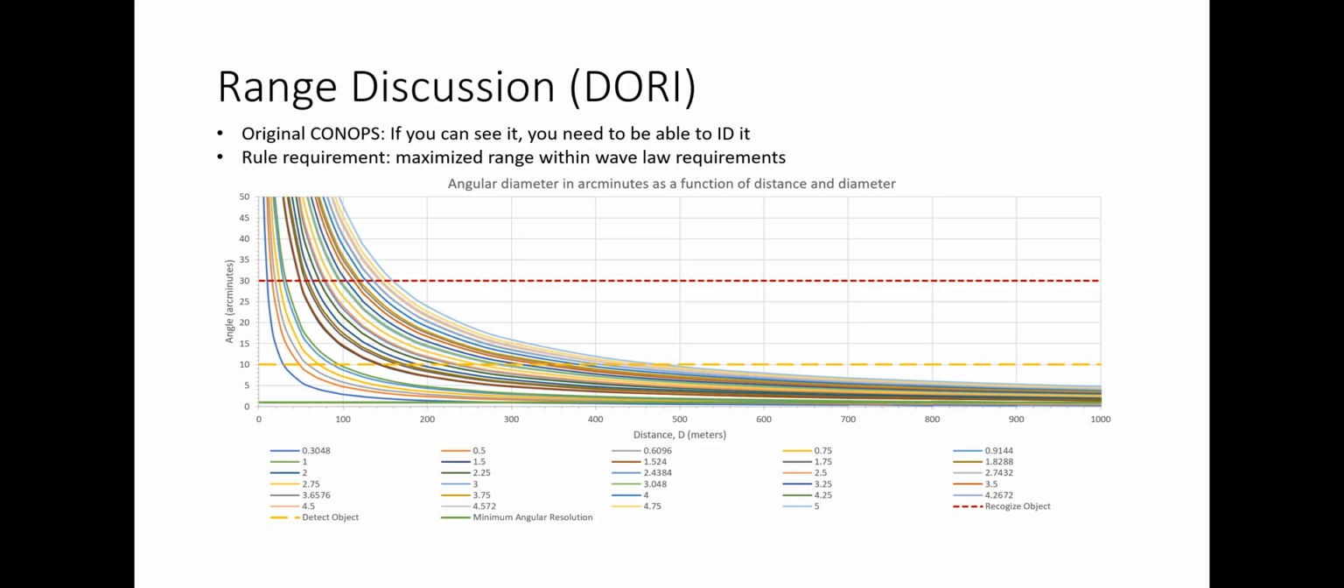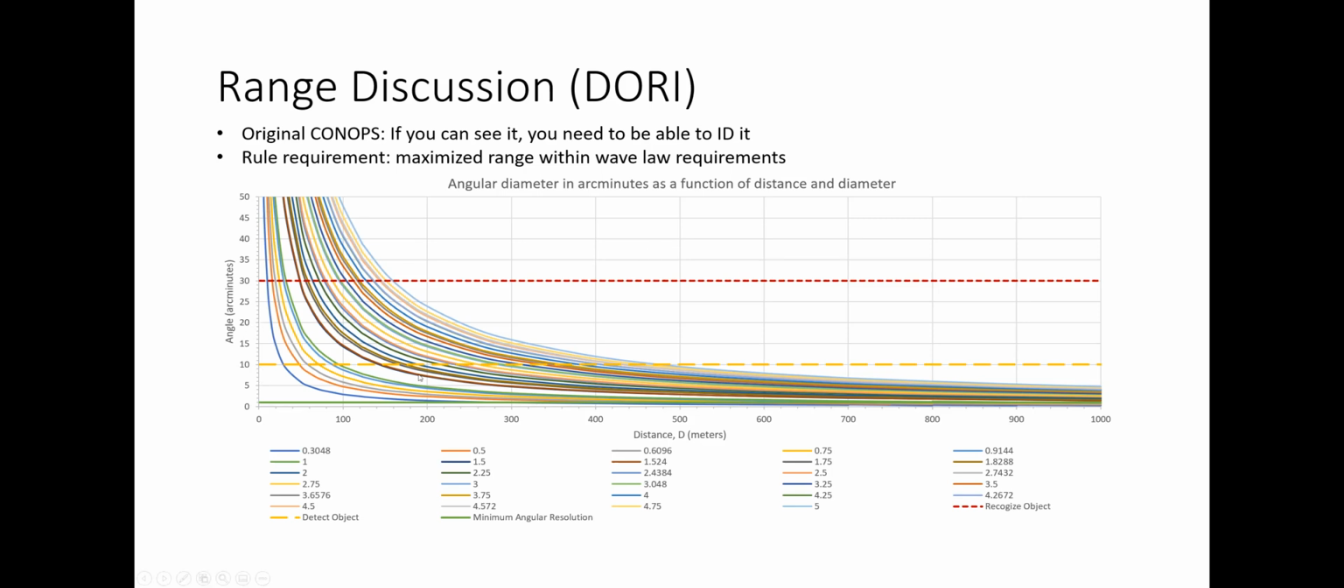The way that the FAA wrote the rule is you have maximized range within your wave law requirements, so within FCC requirements, within CE mark requirements, and so on and so forth. So I did some calculations again, assuming the drone is a sphere. We have various sizes of drones in this data table at the bottom here, from 1 foot all the way up to like 4 or 5 meter wingspan type aircraft. Again, I made a sphere out of them, so math.